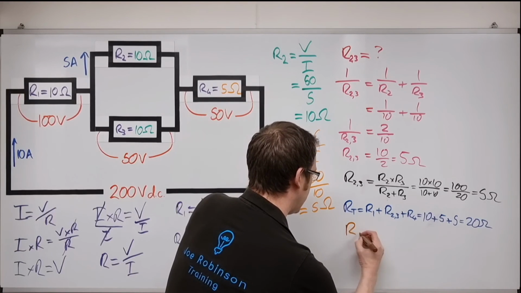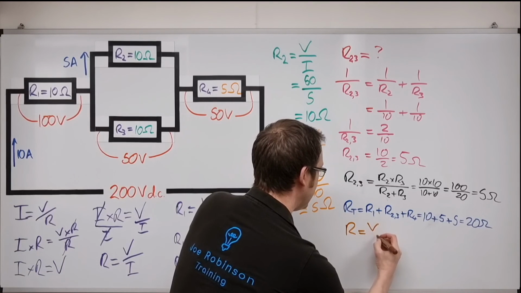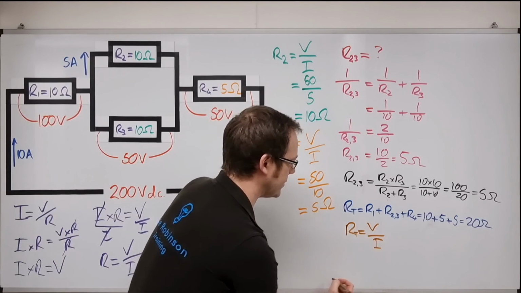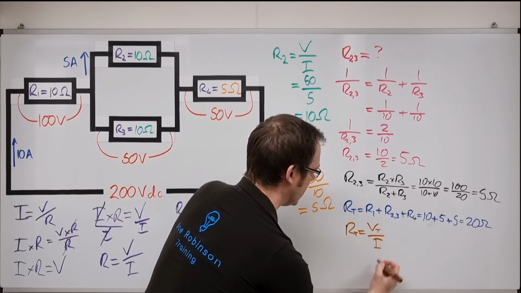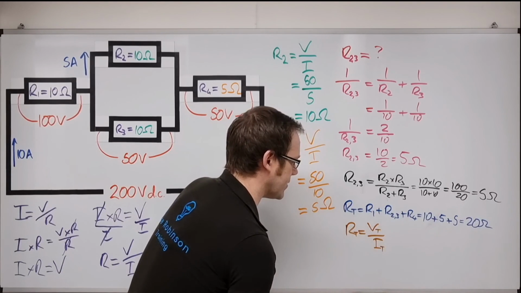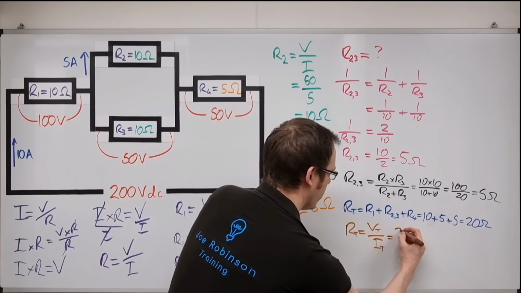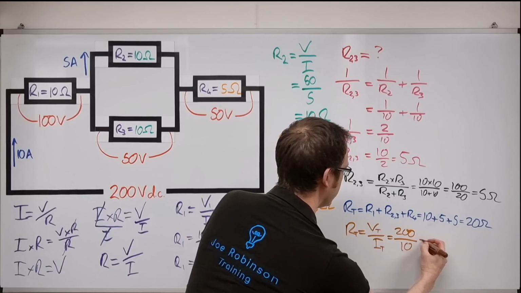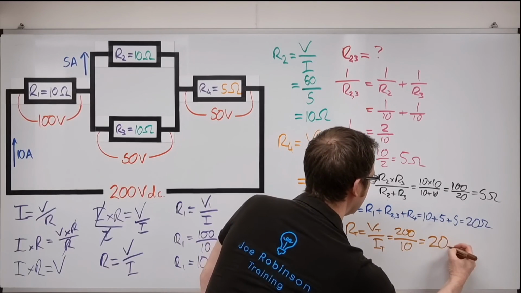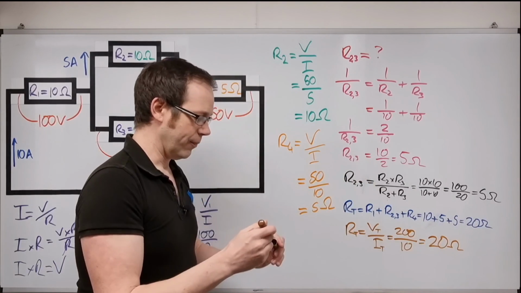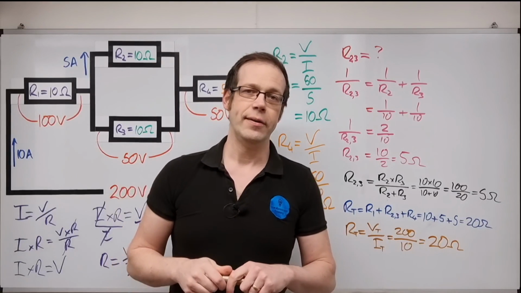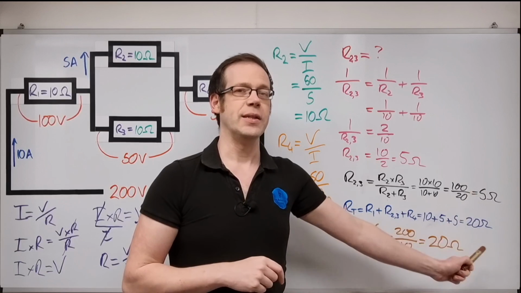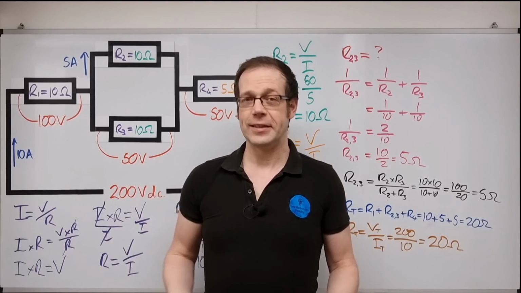we've got R is equal to V over I, and what we're trying to find here is the total resistance, so we're going to use the total voltage divided by the total current flowing into the circuit, which gives us 200 volts divided by 10 amperes. 200 divided by 10 gives us 20 ohms. And there we go. We have got our answer. We've confirmed that the total resistance of the circuit is 20 ohms. So really nice and simple, actually.